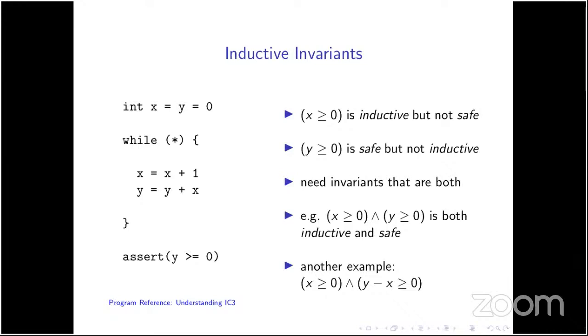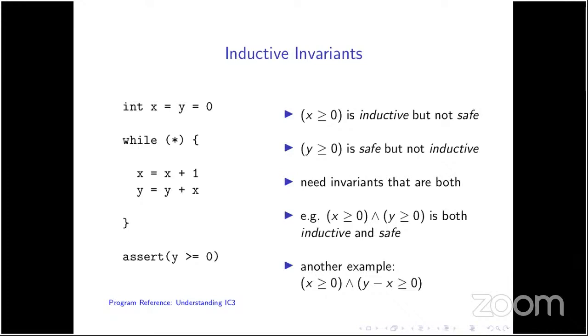But then you need to check the inductive step. The inductive step tells you that if x is greater than or equal to 0, then one more iteration of the loop will preserve it. So what happens in a loop iteration? The x changes because x is increased by 1, and y changes, but we don't care about y because we are worried about x right now. We knew that x was greater than or equal to 0, and now the loop iteration increments x by 1. So from these two, we can derive that x will continue to be greater than or equal to 0. Therefore, it is inductive.